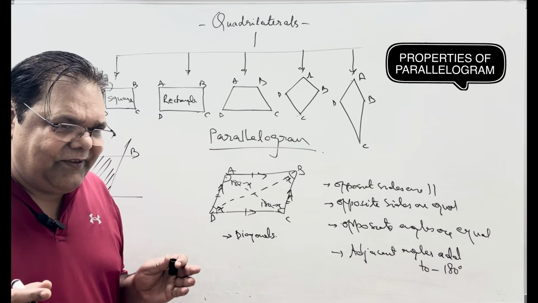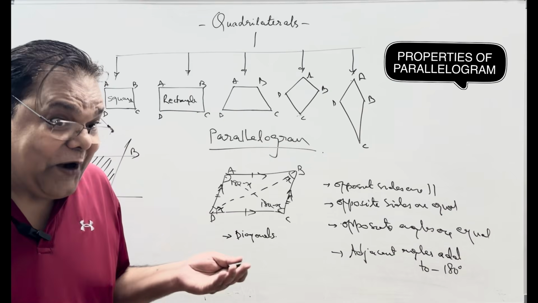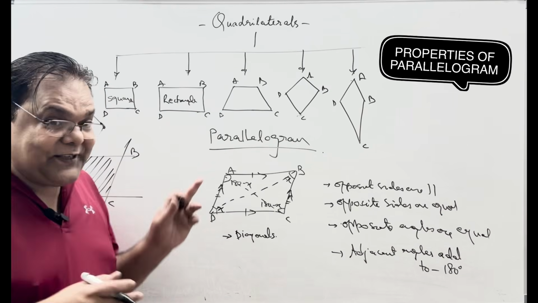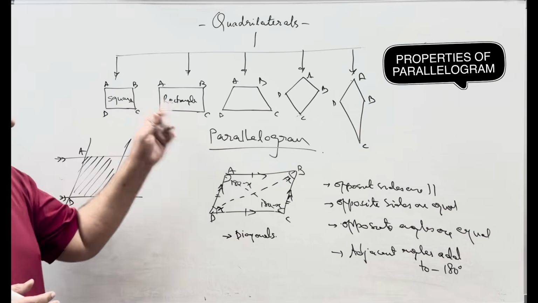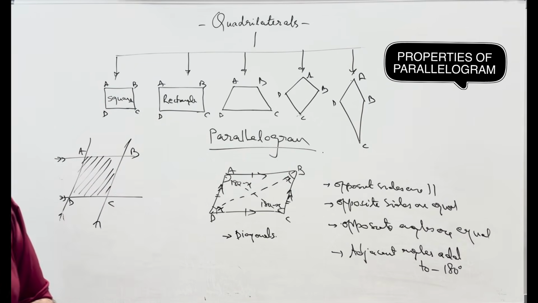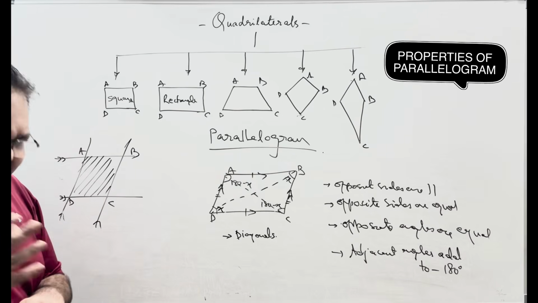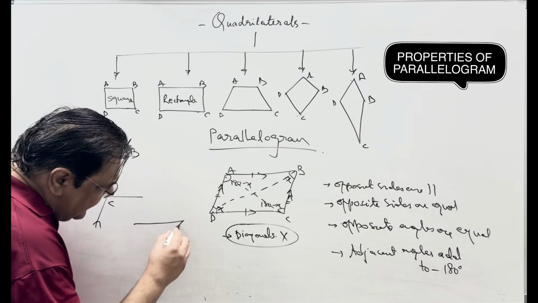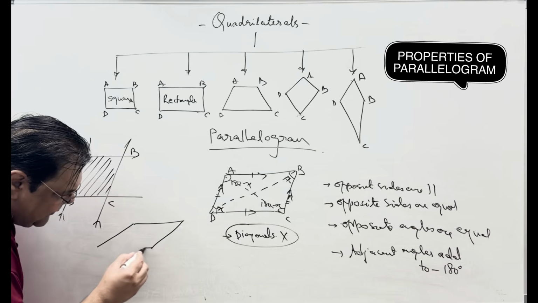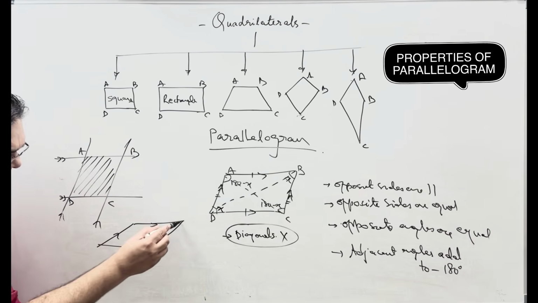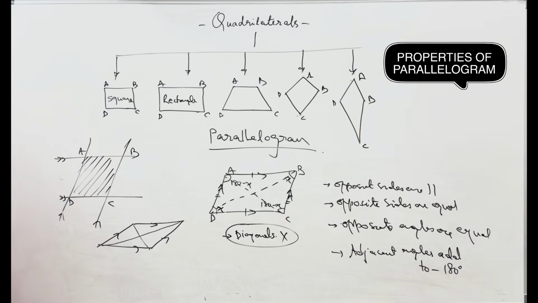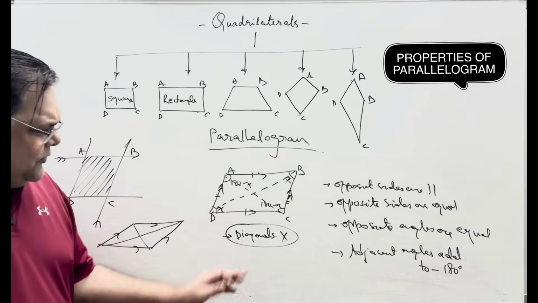We can say a rectangle is a special parallelogram. A square is a special parallelogram. They have diagonals equal. But in all parallelograms, diagonals are not equal. You can make a parallelogram like this. You can make it like this. You join this. They are not equal. So diagonals are not equal.